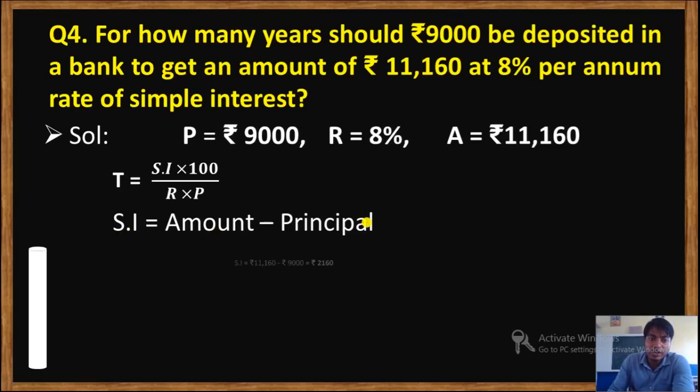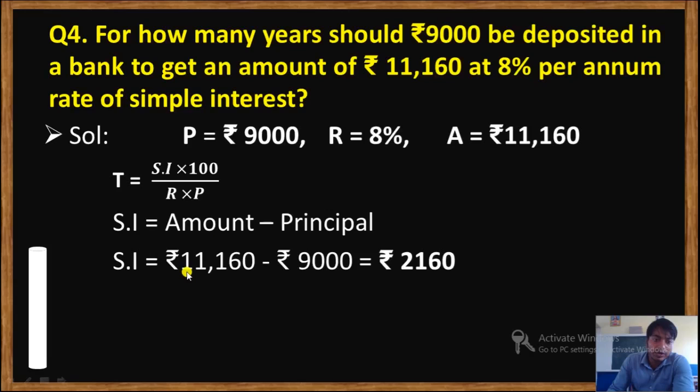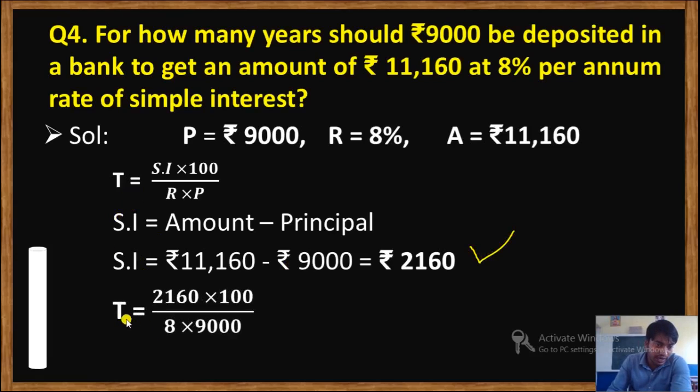Now use the values. So amount here we have 11,160 minus 9,000 is the principal. When you subtract, you will get 2,160 interest. Okay, now use the value in formula to find time. So time equal to simple interest into 100 by rate into principal. Okay, so 2,160 just now we got here into 100 by 8 into 9,000.